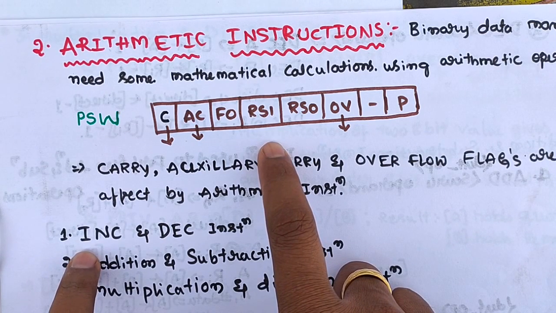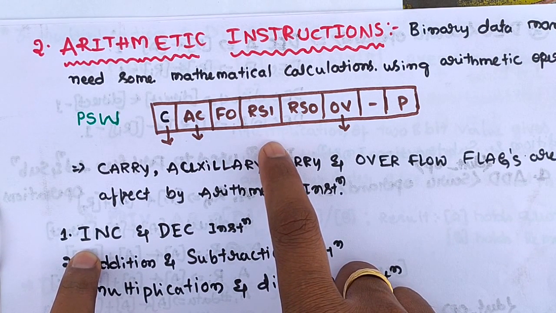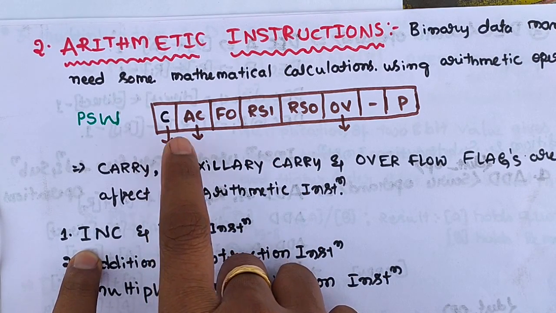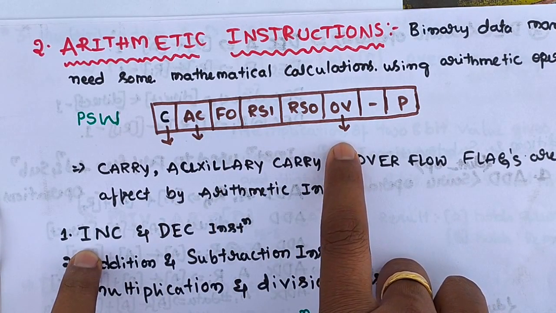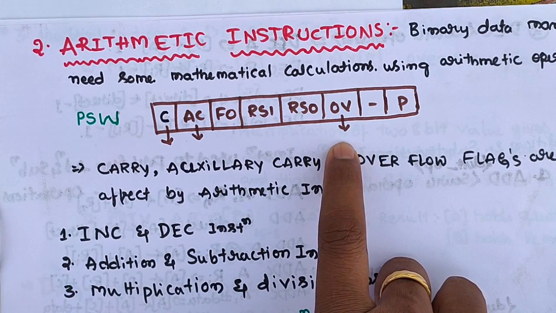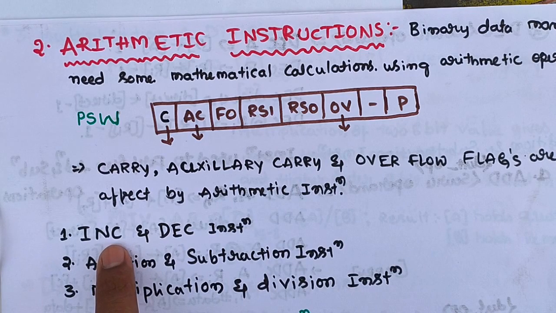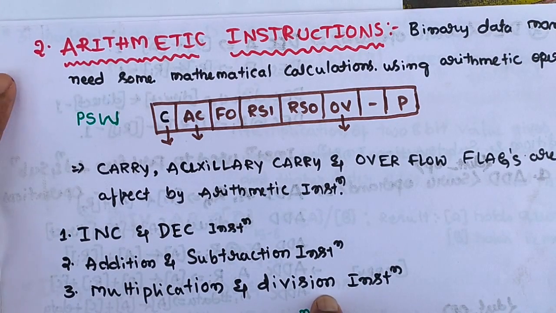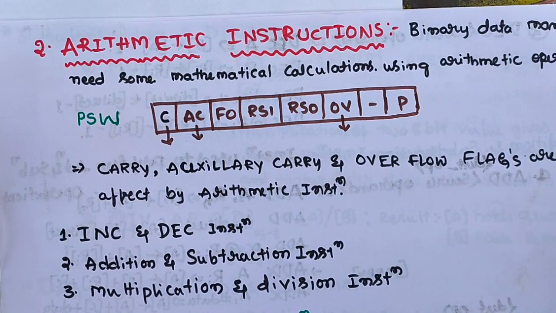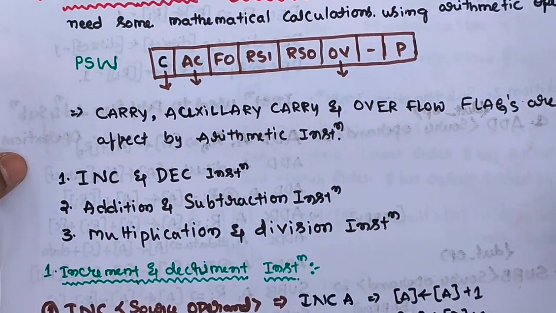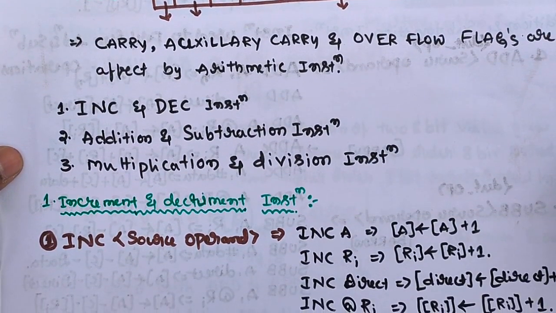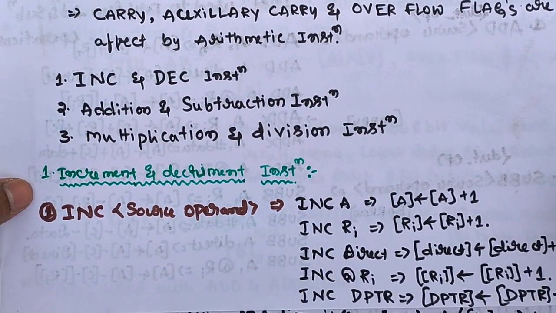That program status word indicates the results of the accumulator. So here majorly the carry flag, auxiliary carry flag and overflow flag will get affected. Different types of arithmetic instructions are the increment and decrement instructions, addition and subtraction instructions, and multiplication and division instructions. So let us see the increment and decrement operation. First we will discuss increment.